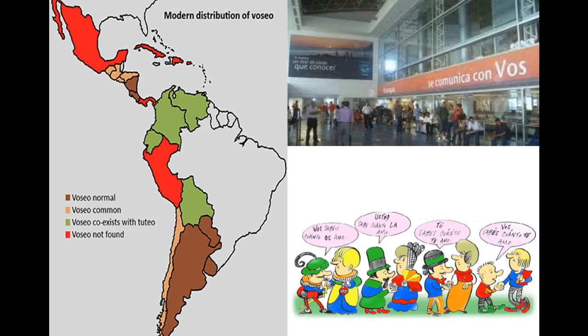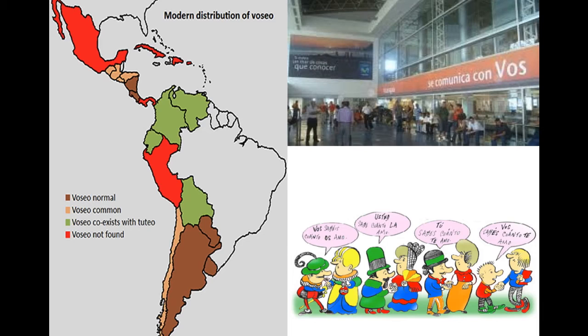And I just included some pictures on this slide. On the right, there's a picture from an airport, and you can see that Vos is used on this sign, which is a clear indicator that I had a misconception about its use, and that it's actually something that's widely used in many countries. This picture is from Nicaragua, so definitely not just used in the southern tip of South America, which is what I had learned in my Spanish class.